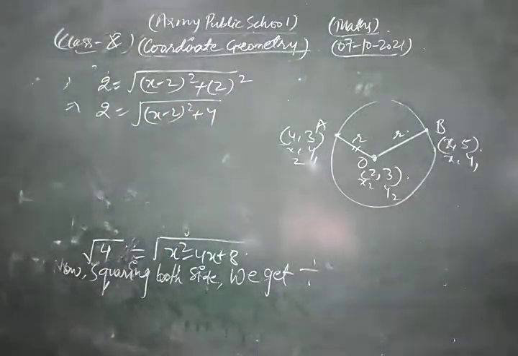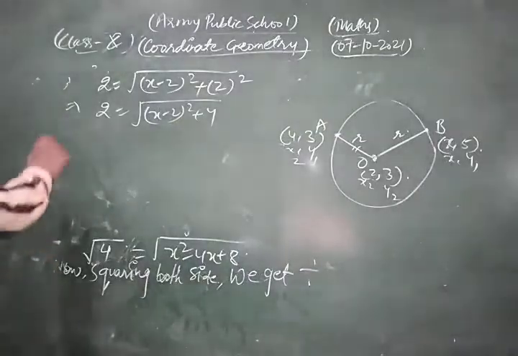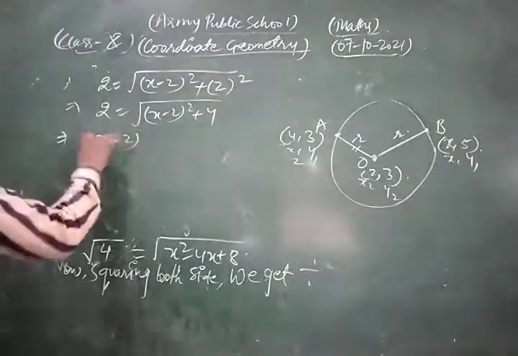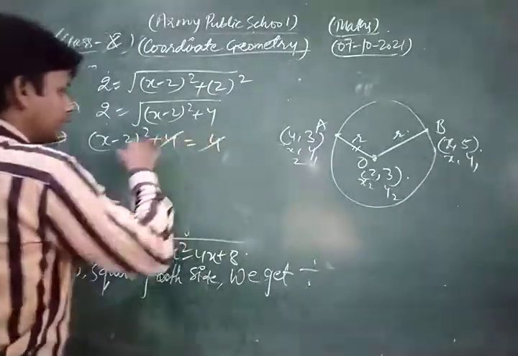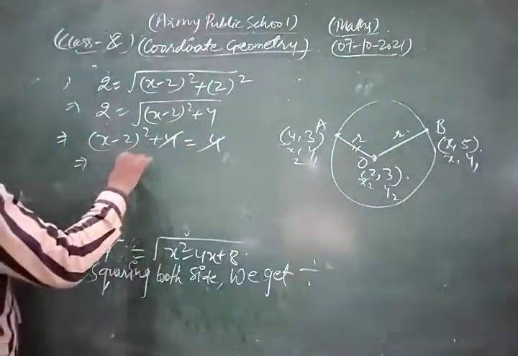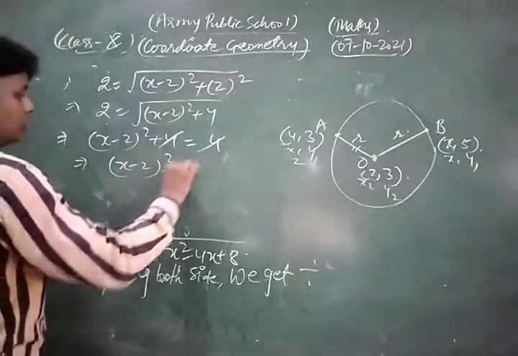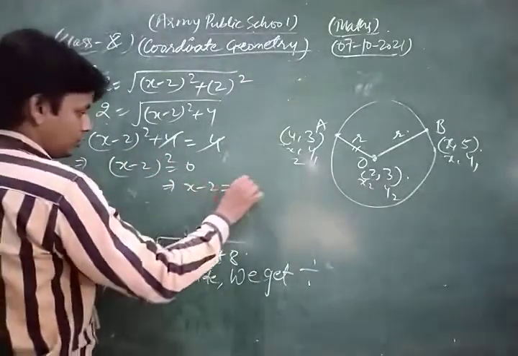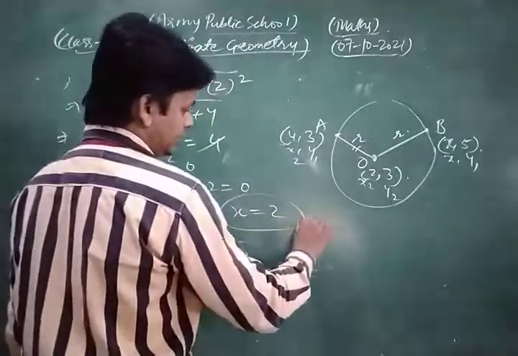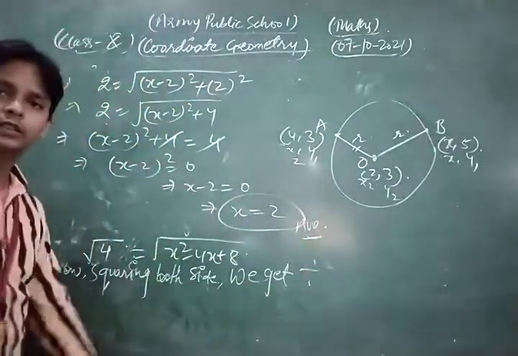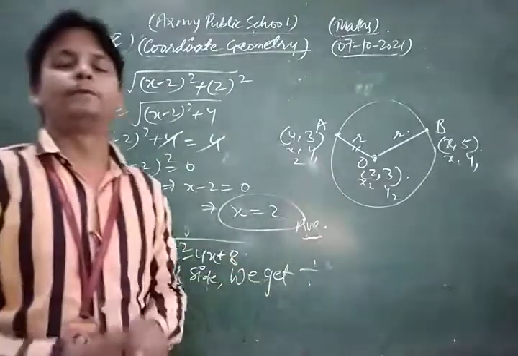Now dear students, if we square both sides, then we get (x minus 2) whole square plus 4 is equal to 2 to the power 4. Now 4 cancels with 4, so we get (x minus 2) whole square is equal to 0, that is x minus 2 is equal to 0, that is the value of x is equal to 2. So this is the required solution of the given question.